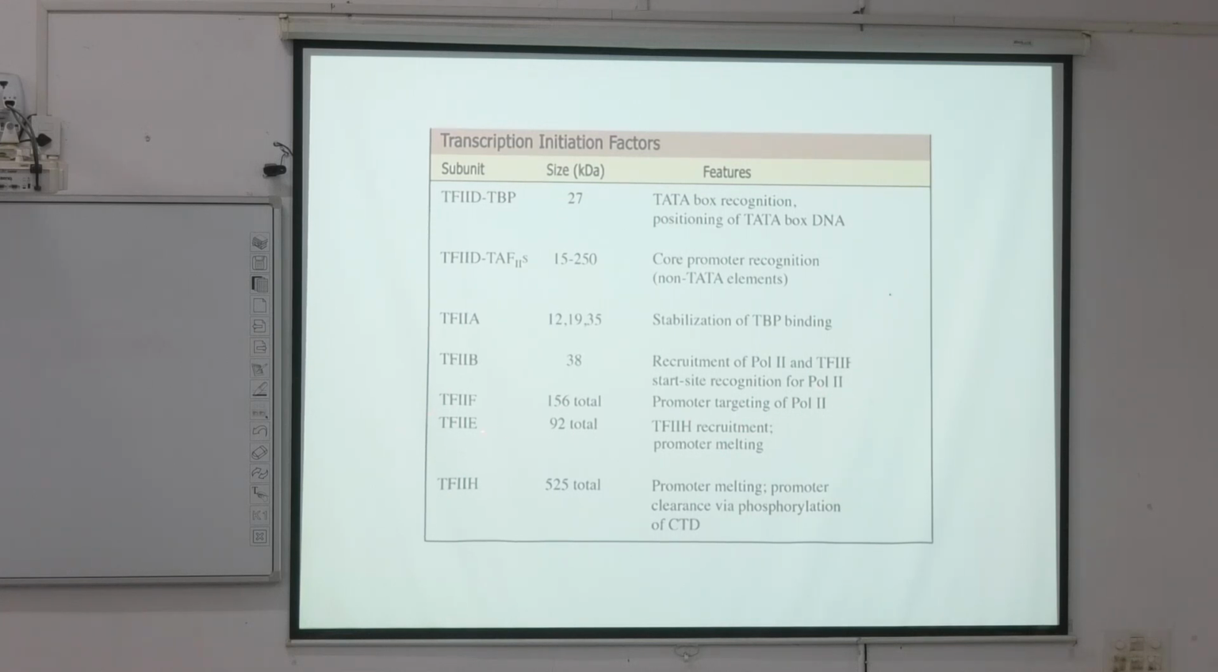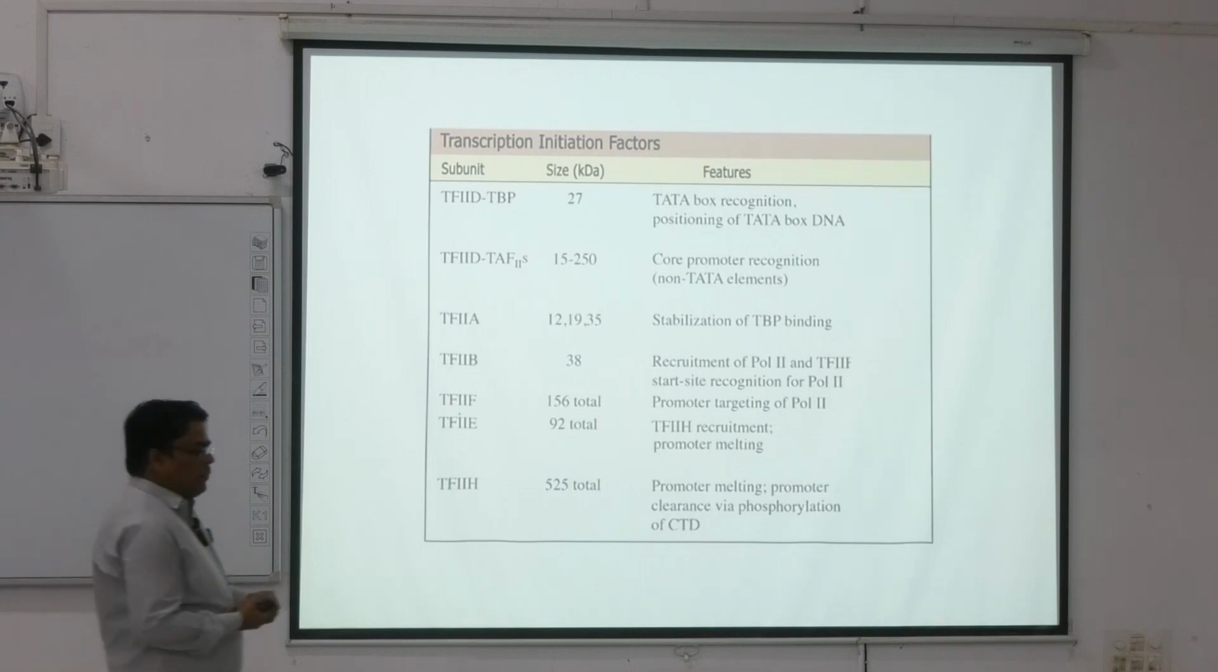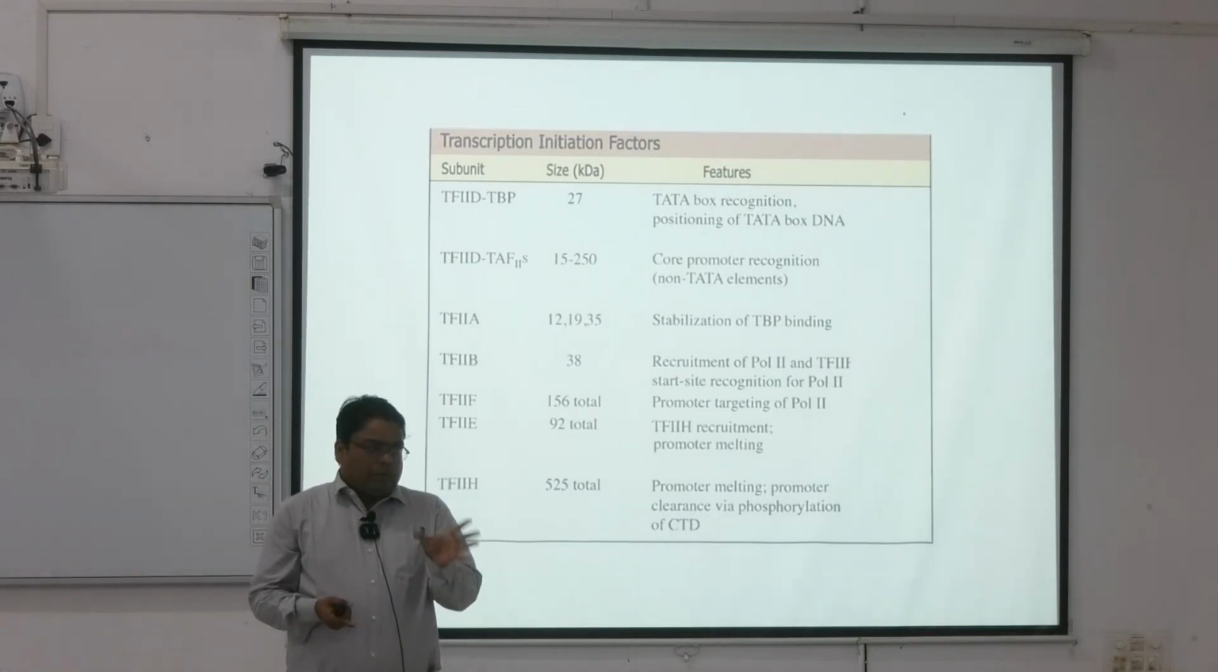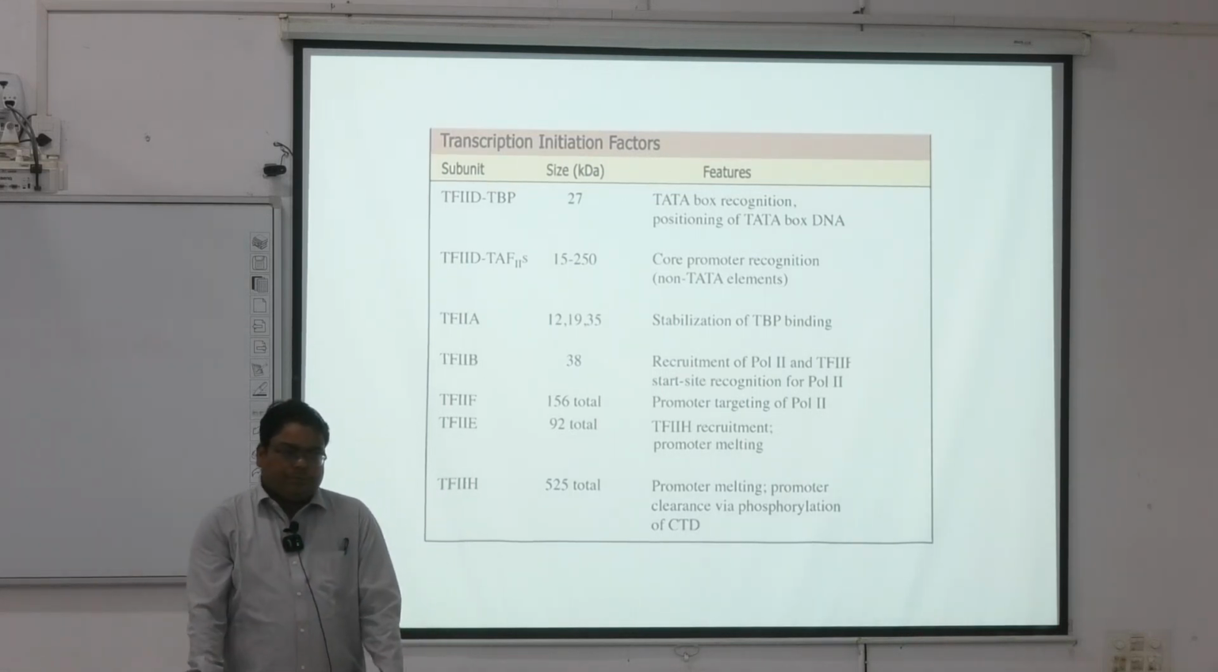Now transcription factor E does promoter melting. After that, transcription factor H finally goes for clearance of the promoter sequences. How is the promoter sequence being cleared?